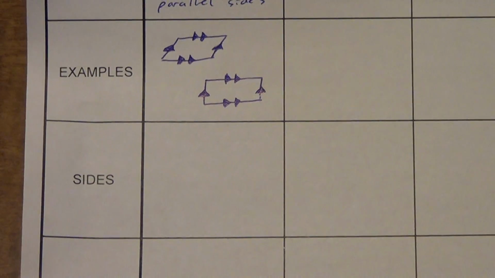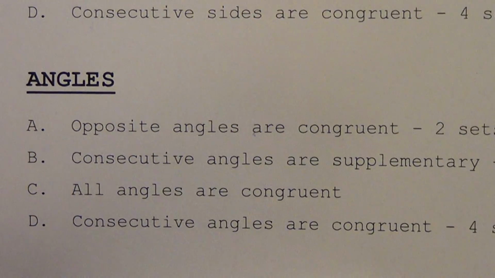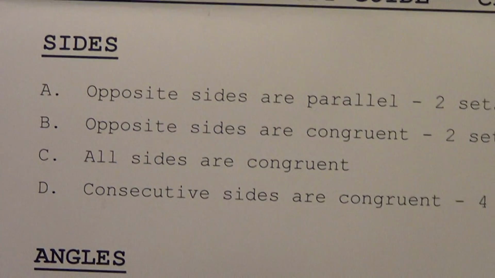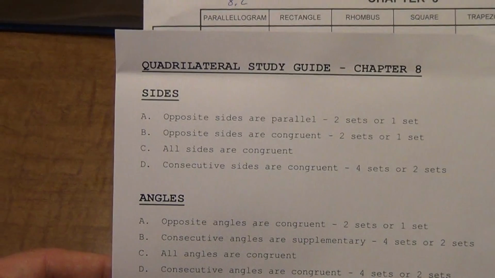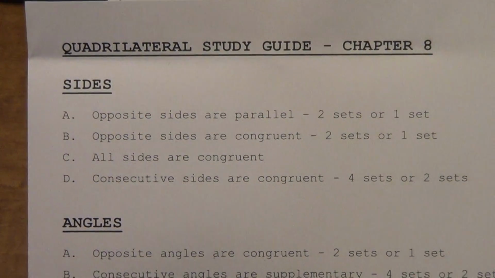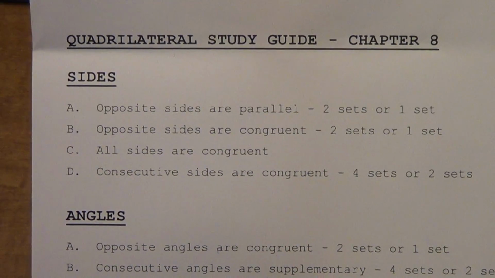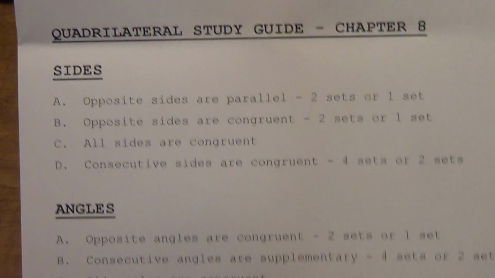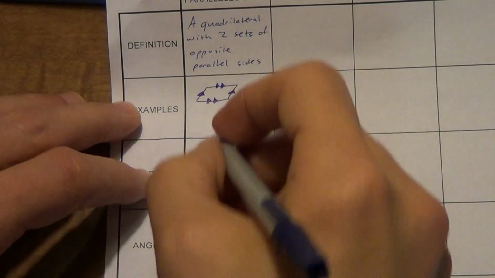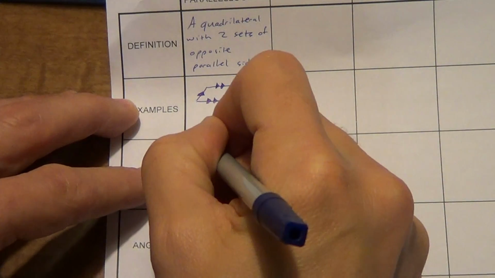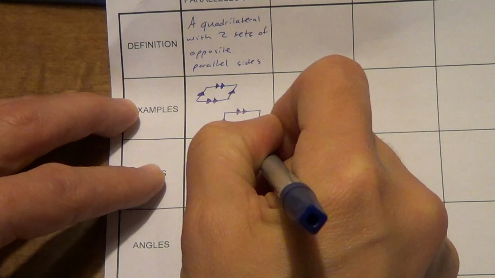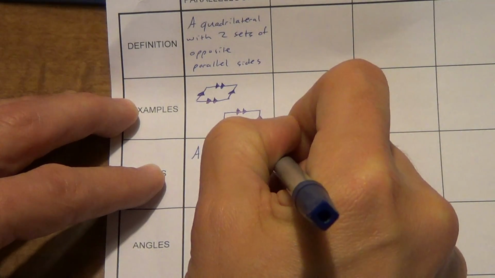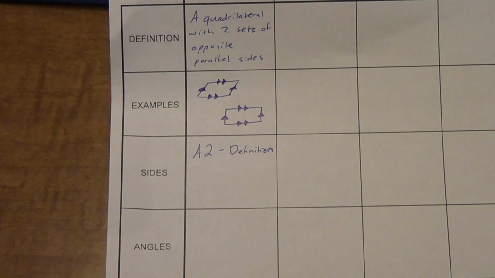Alright, let's go to the sides. We got our sides here. Let's talk about what we know about the sides. So let's go back to our sheet here real quick. Let me get up to sides here. You'll see that letter A there says opposite sides are parallel. And we have a couple options, two sets or one set. Well, obviously by definition, we have two sets of opposite parallel sides. So to keep this short, we're just going to write this down. Letter A is true, and it works for two. And I'm going to put my reason here, and this is by definition. So A2 by definition.